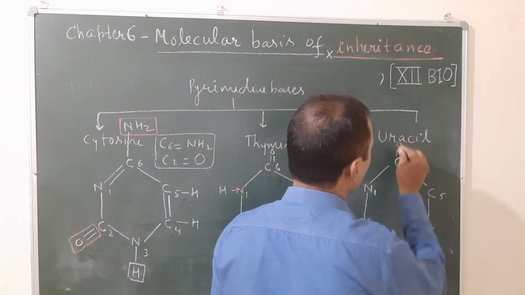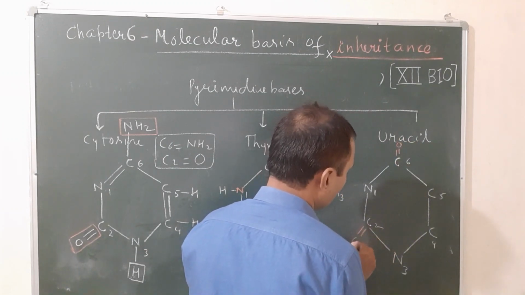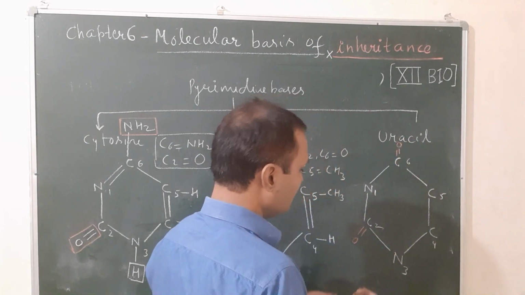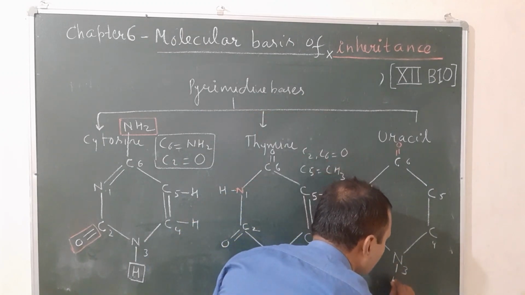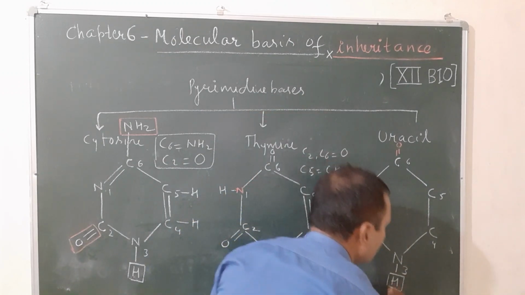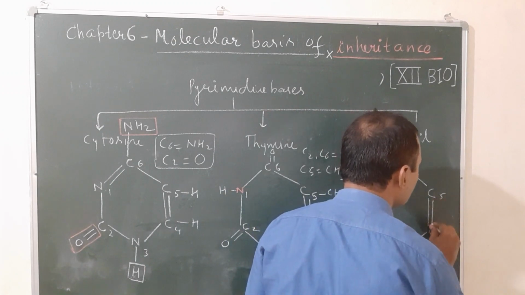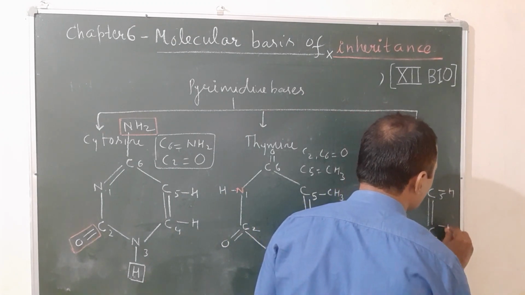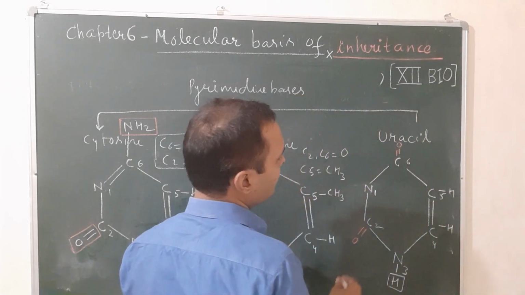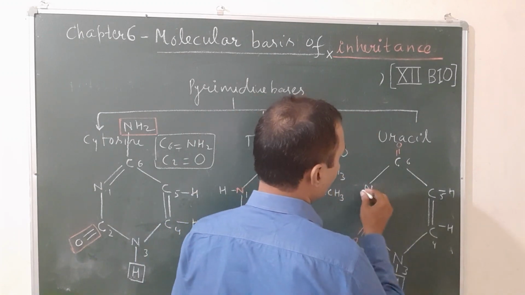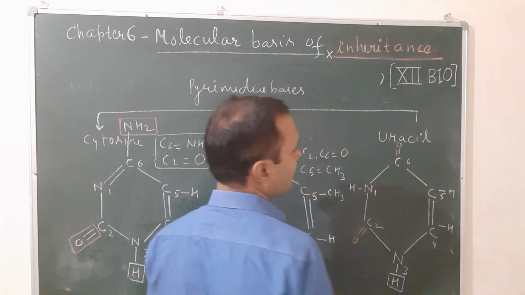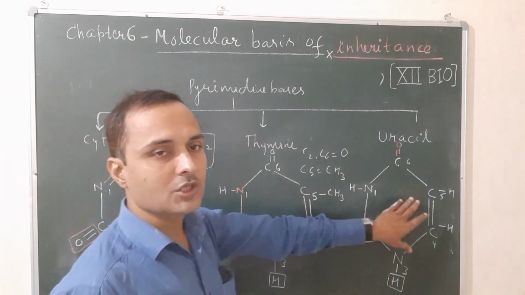C2 and C6 is equal to O. The remaining you will balance the valency. Nitrogen has 3 valency, so there will be 3 single bonds around nitrogen atoms and 4 single bonds around the carbon atoms. Okay? Now it is balanced. Okay, this is the structure of uracil.